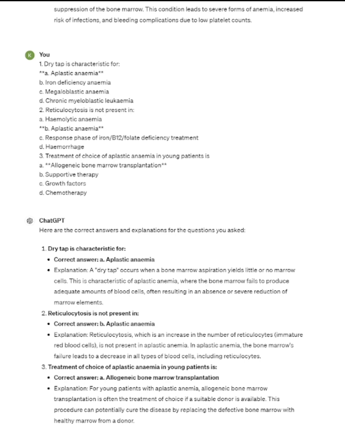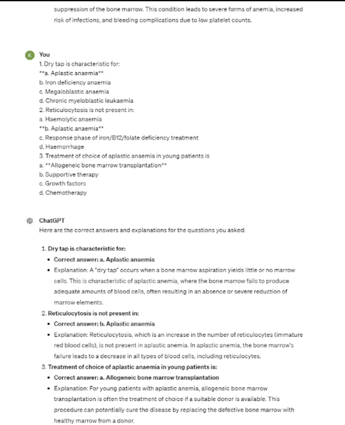2. Reticulocytosis is not present in. Correct answer: B. Aplastic anemia. Explanation. Reticulocytosis, which is an increase in the number of reticulocytes, immature red blood cells, is not present in aplastic anemia. In aplastic anemia, the bone marrow's failure leads to a decrease in all types of blood cells, including reticulocytes.